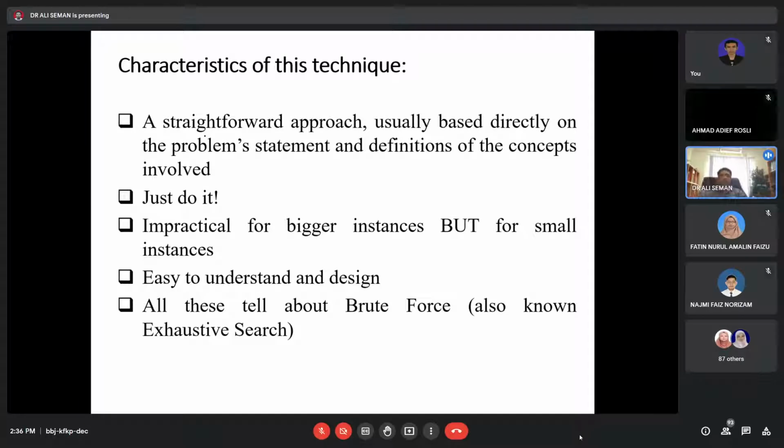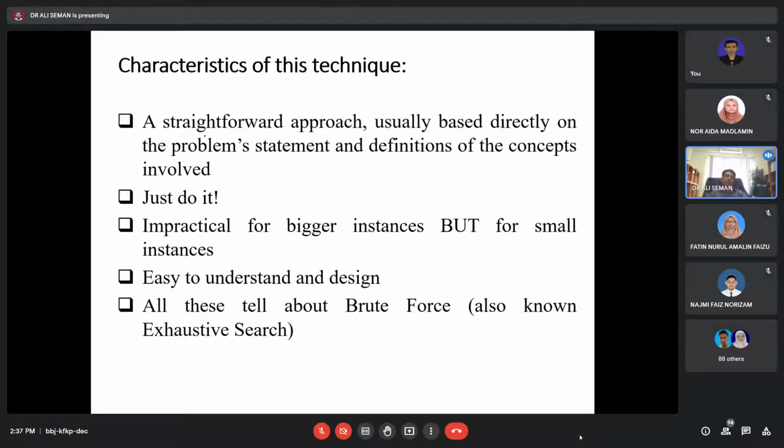And for sorting, we need to put all the minimum on the left and maximum on the right. So we have to compare pairwise, compare, put on the left, compare, put until finish. That is a straightforward approach. There's no advanced strategy. Usually it is based directly on the problem statement and the definition of the concept involved. The problem statement, for example in searching, is that we need to find the search key in the list. And the concept is that we have to go through the list for it.